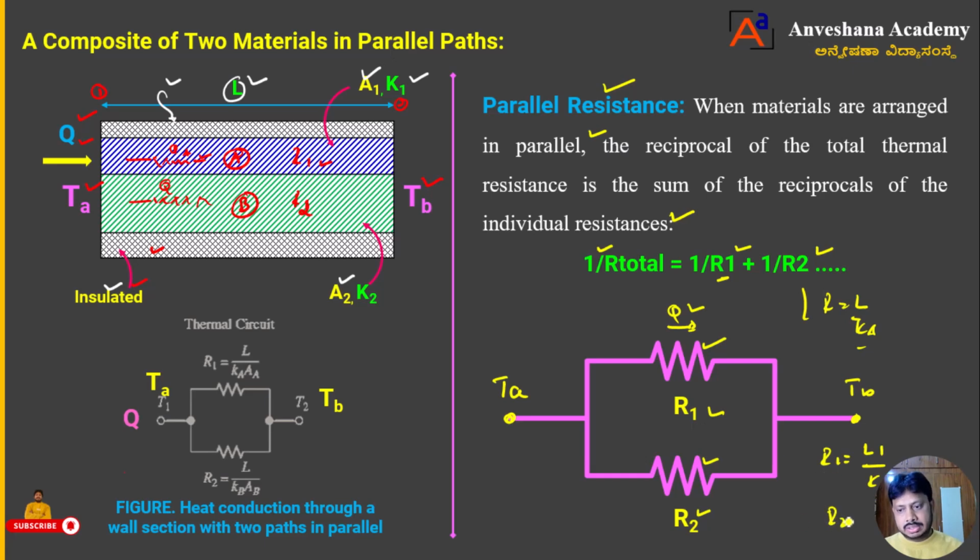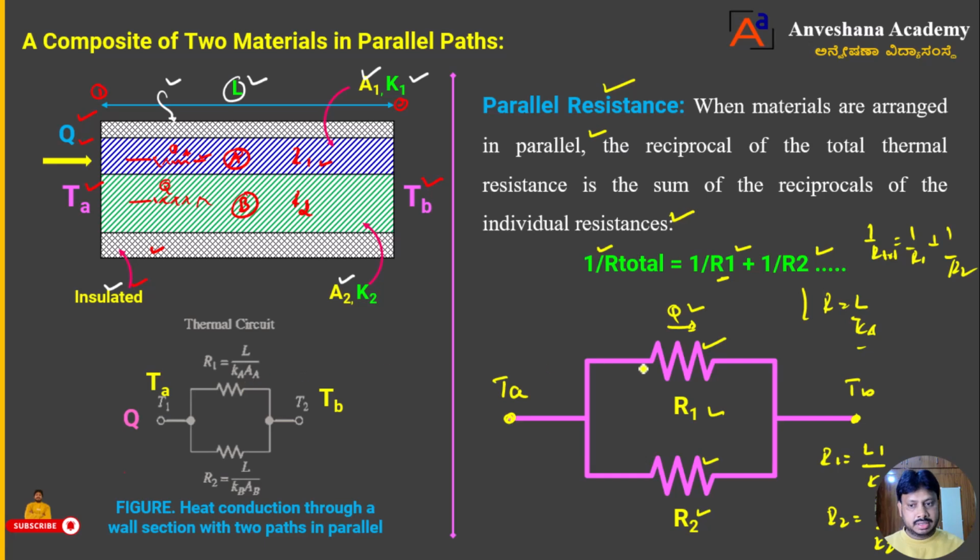Similarly, the resistance offered in material 2 is L2 divided by K2 into A2. If I want the total resistance offered by these two materials, then 1 divided by R total is equal to 1 divided by R1 plus 1 divided by R2, dear students. This is the R total for parallel plates, when the two planes are parallel to each other.